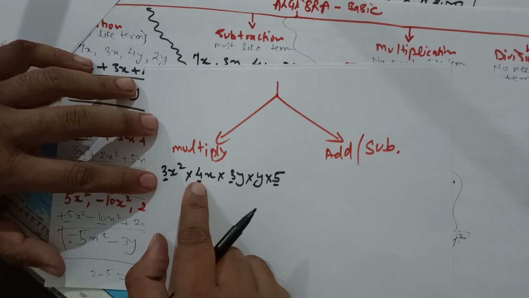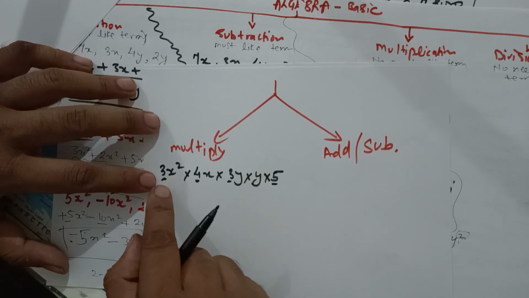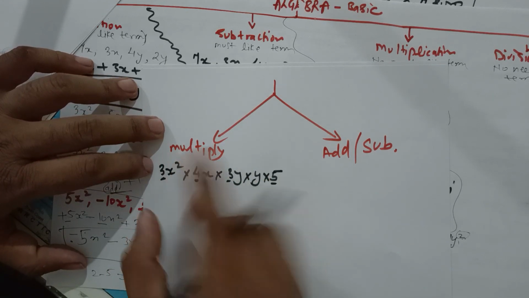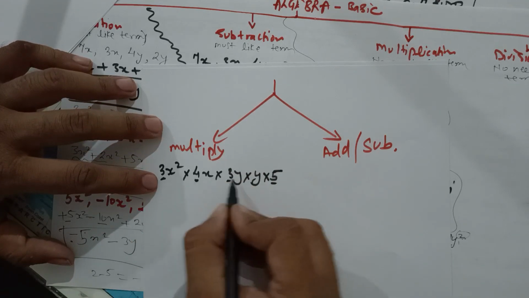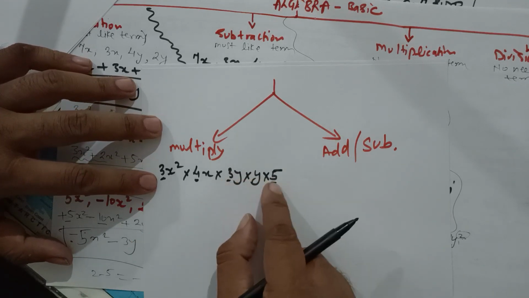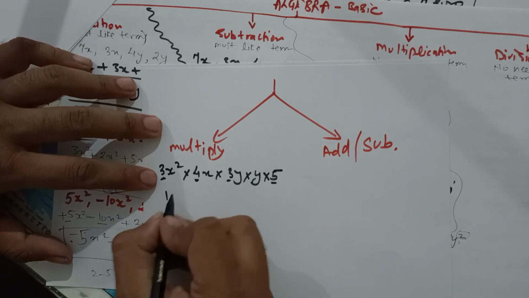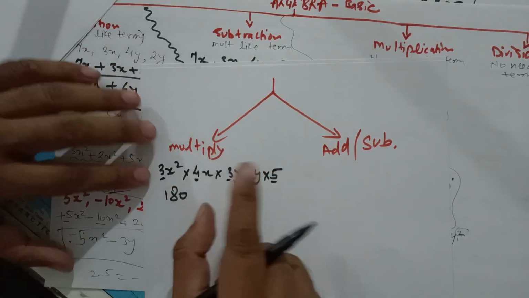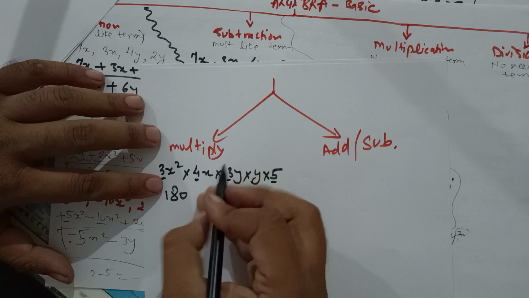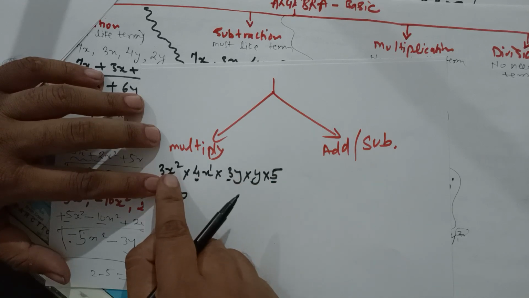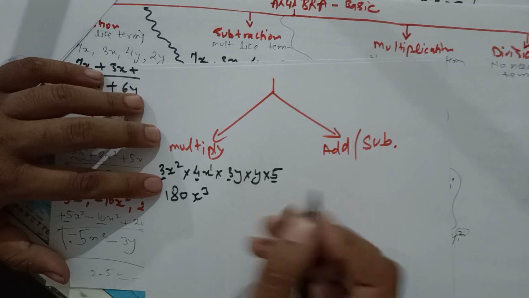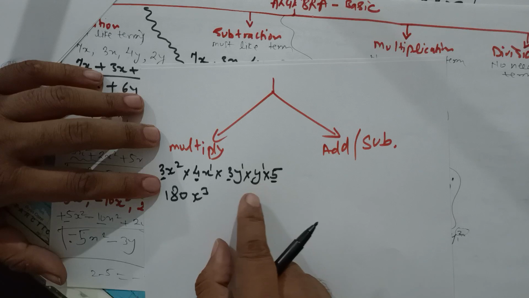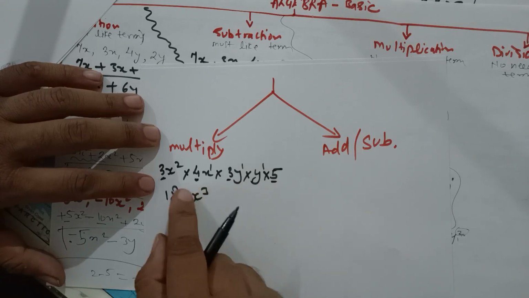So 3 4s are 12, and there is no need to see whether the variables are the same, because we are doing multiplication. 3 4s are 12, 12 3s are 36, 36 5s are 180. So 180. Add all variable powers, don't multiply them. Here x square, and here x by default is 1, so x square times x is x cube. Now look at y, here y is 1 and also here y is 1, okay?